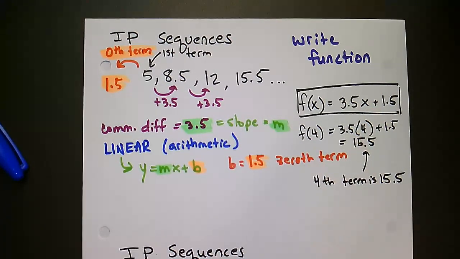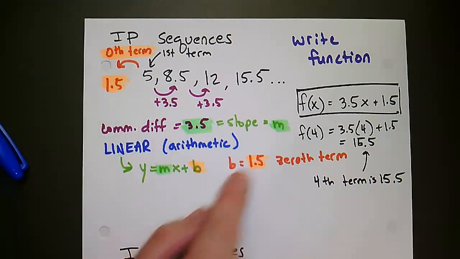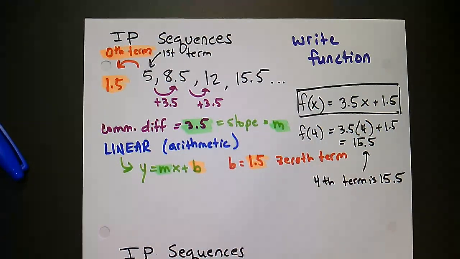This is the function to represent the sequence. It's linear. Find your common difference, find your slope, find your 0th term, it's your y-intercept, plug the pieces in, and you've got your answer. Hope that's helpful.